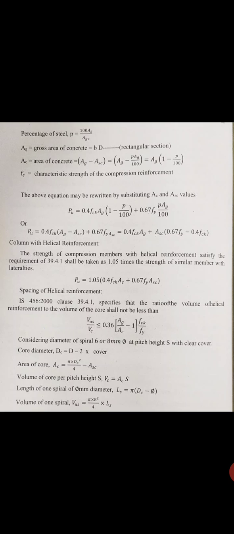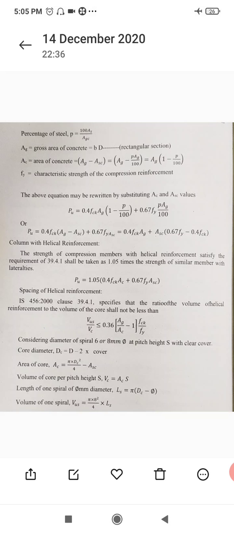Spacing of helical, IS 456-2000 clause number 39.4.1 specifies that the ratio of the volume of helical reinforcement to the volume of the core shall not be less than 0.36 into AG divided by AC minus 1 into FCK divided by FY, that is VUS divided by VC.